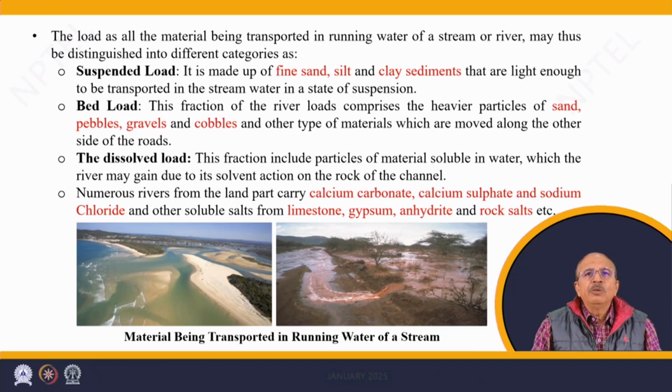Bed load: this fraction of river load comprises the heavier particles of sand, pebbles, gravels, cobbles and other types of materials which are moved along the bed of the river. The dissolved load: this fraction includes particles of material soluble in water, which the river may gain due to its solvent action on the rock of the channel. Numerous rivers from the land carry calcium carbonate, calcium sulfate, sodium chloride and other soluble salts from limestone, gypsum, anhydrite and rock salts. So this is about the different types of load that a river or running water generally carries with it.